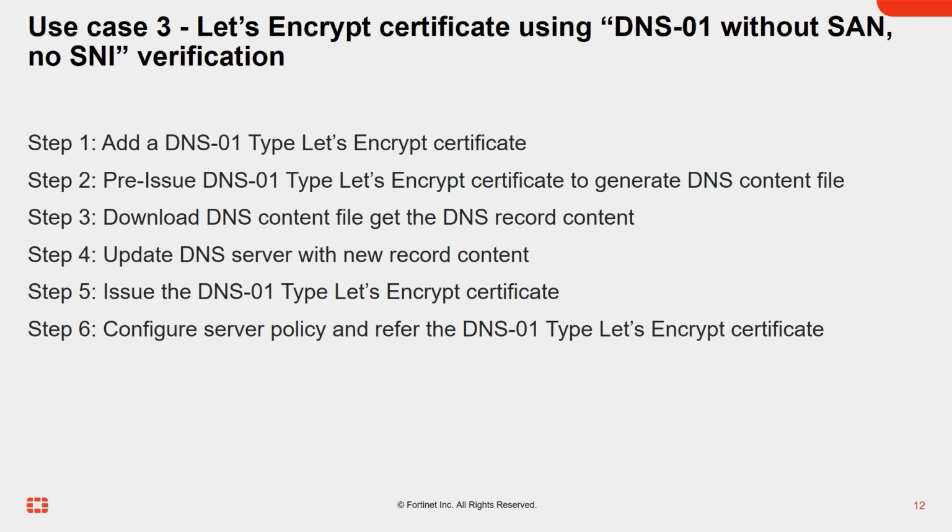For use case 3, Let's Encrypt certificate using DNS 01 without SAN, no SNI verification. The first step is to add a DNS01 type Let's Encrypt certificate, then pre-issue DNS01 type Let's Encrypt certificate to generate DNS content file. Once the content file is generated, download the DNS content file to get the DNS record content. Ensure that you update the DNS server with the new record content. Then issue the DNS01 type Let's Encrypt certificate and configure the server policy. Refer to the DNS01 type Let's Encrypt certificate.